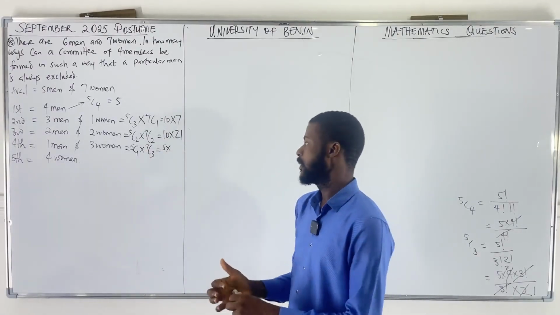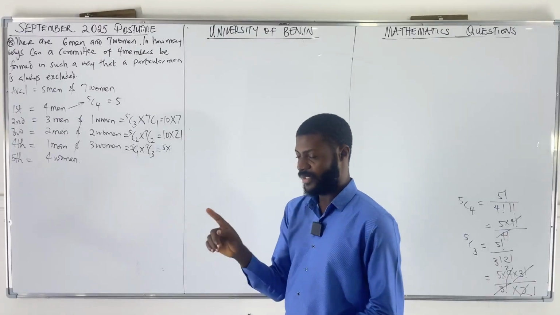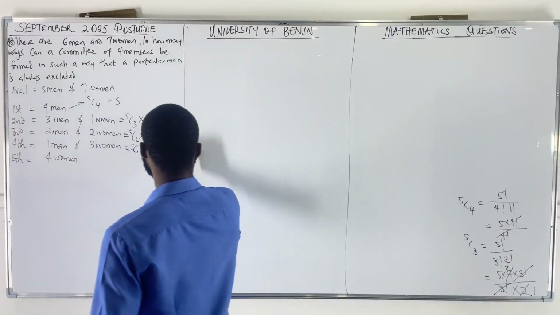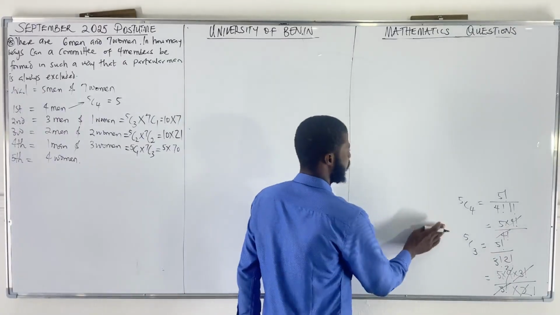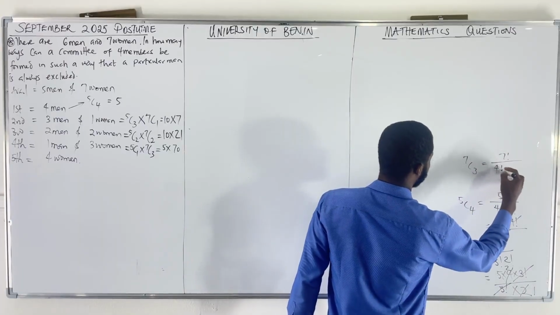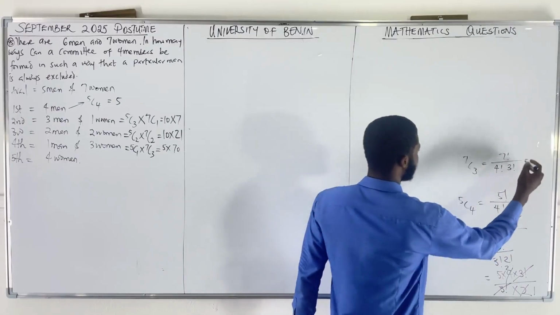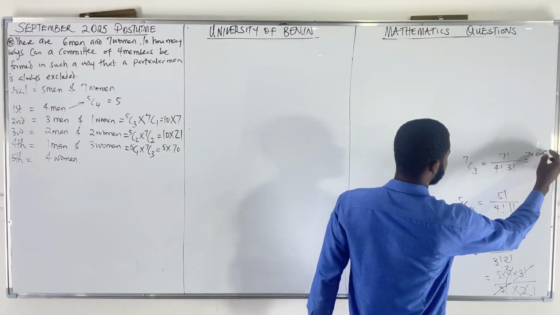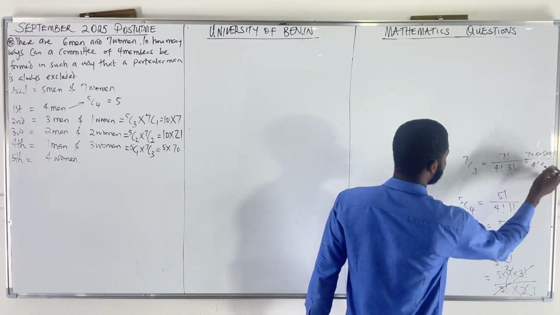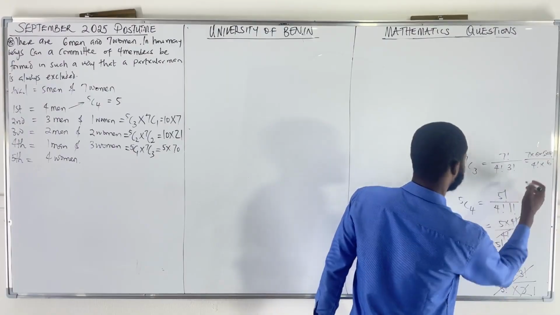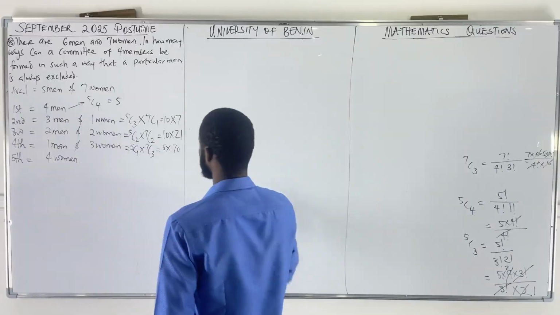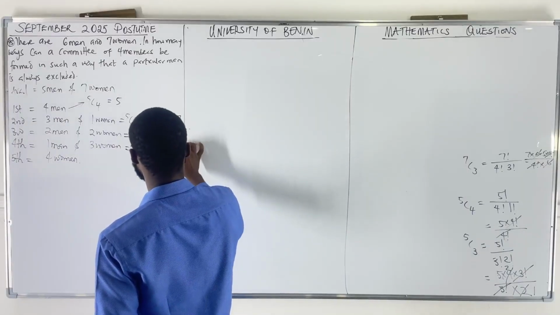So if that's 4, 6, 2, 70. But let me just confirm that. 7 combination 3. This is 7 factorial over 4 factorial times 3 factorial. So this will be 7 times 6 times 5 times 4 factorial divided by 4 factorial times 3 factorial, which is 6. So this will cancel out. That's 35. It's not 70, it's 35.